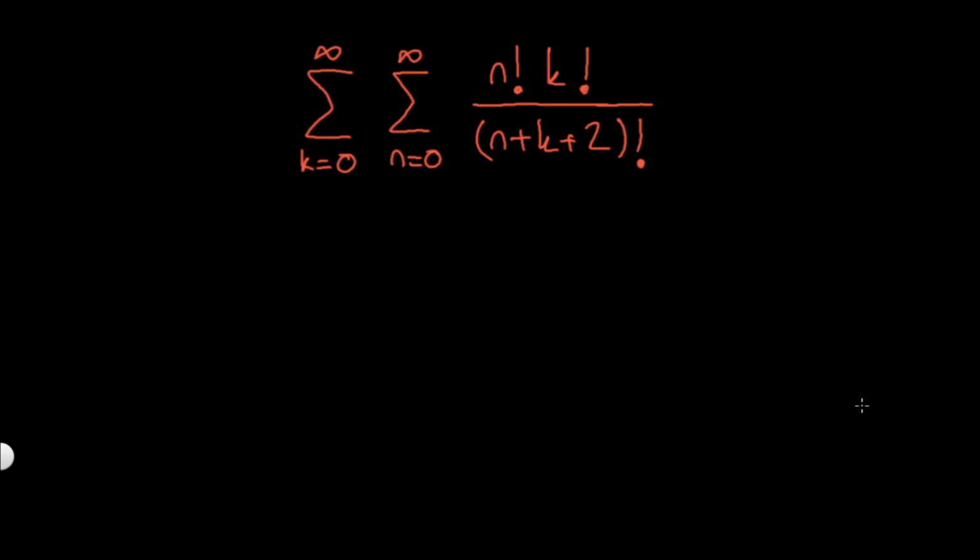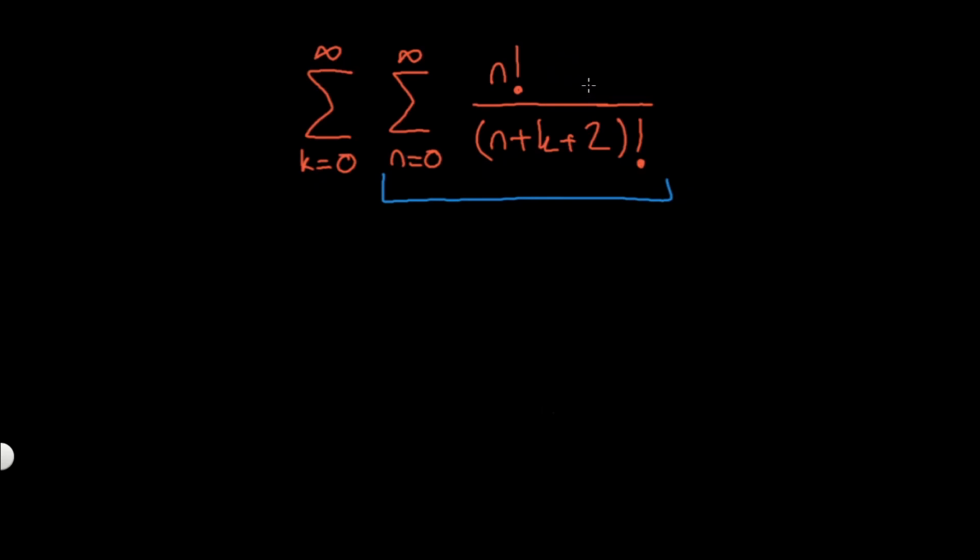Hi there, I have a nice double sum problem for you, and let's see how we can do it. So here I have two variables, k and n, and so let's try to first evaluate this inside sum. Here, for this sum, k is behaving like a constant because it depends on n.